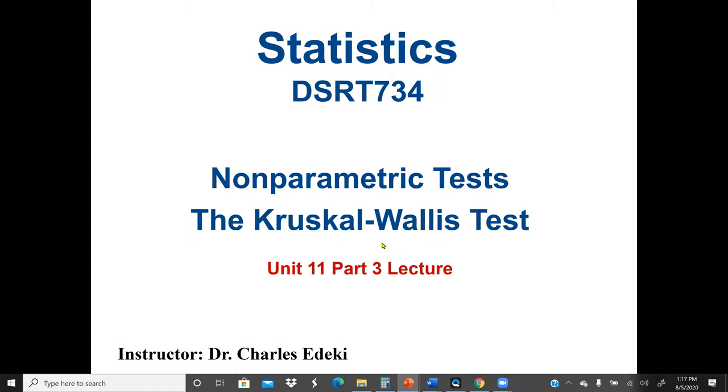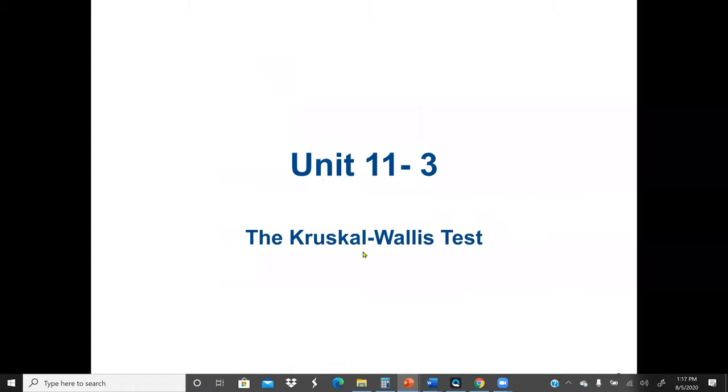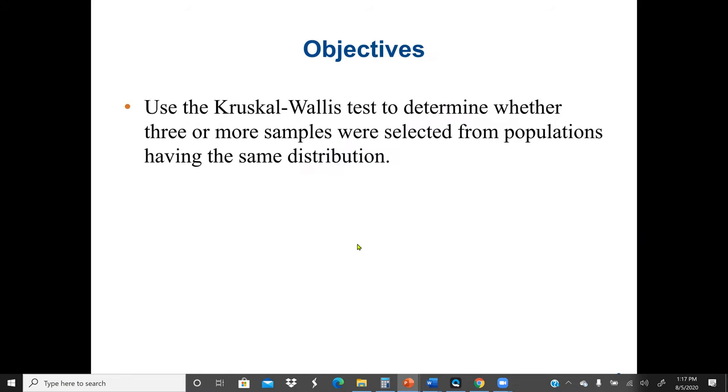Again, Kruskal-Wallis test. The difference between the Kruskal-Wallis test and our previous tests, the Cosine and Sine tests, is that with the Kruskal-Wallis test, we can test three or more samples. With the Cosine test, we normally test two samples. With the Sine test, we also test two samples. In this lecture, again, we can test three or more samples. So our main objective is to use the Kruskal-Wallis test to determine whether three or more samples were selected from populations having the same distribution.